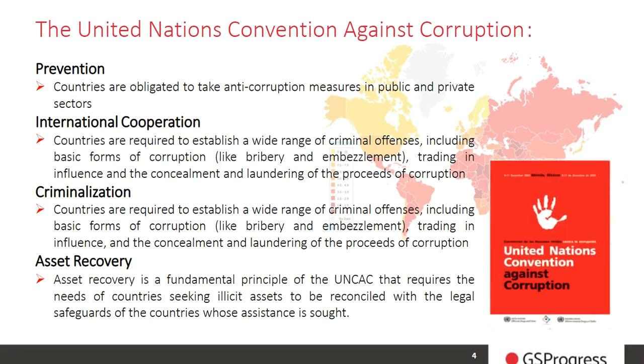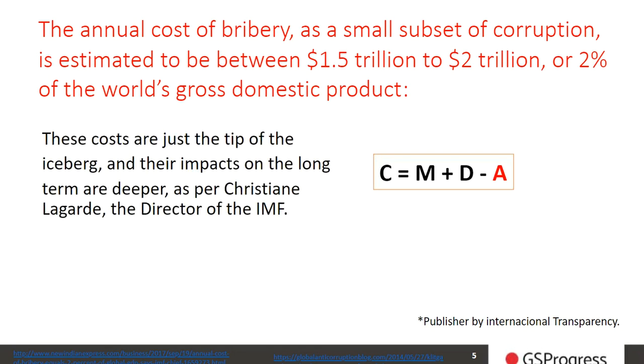Okay, we have a very general formula to measure the level of corruption. The annual cost of bribery, a small subset of corruption, is estimated to be between 1.5 trillion and 2 trillion, or 2% of the world gross domestic product. So it's a lot. But if it's a lot, it's a huge opportunity for consultants and certification auditors to find out exactly what the objective is of every company that wants to implement the system.